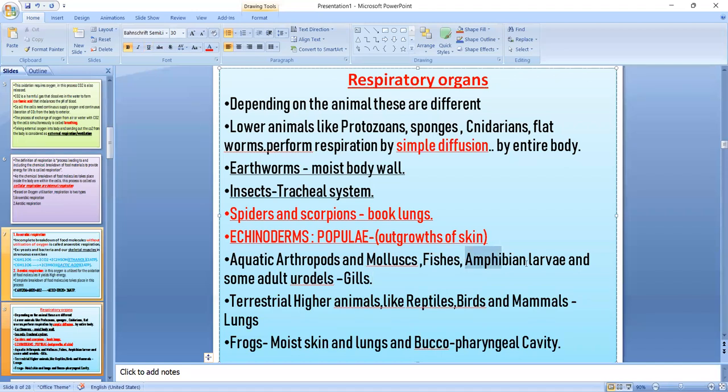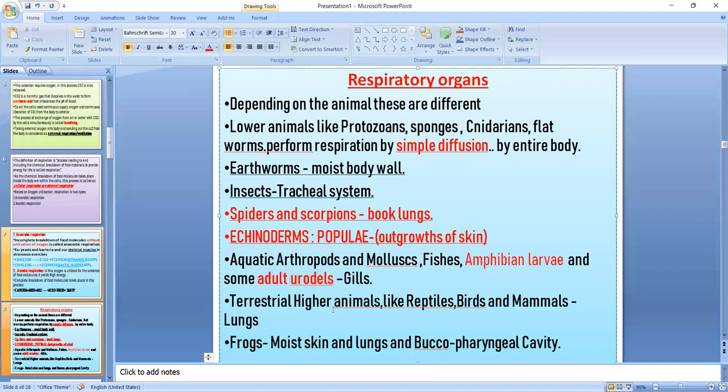So amphibian larvae, it resembles, you know, a fish. Okay, so tadpole larva. And adult urodeles contain external gills. Anyway, these are some of the animals and their respiratory organs.